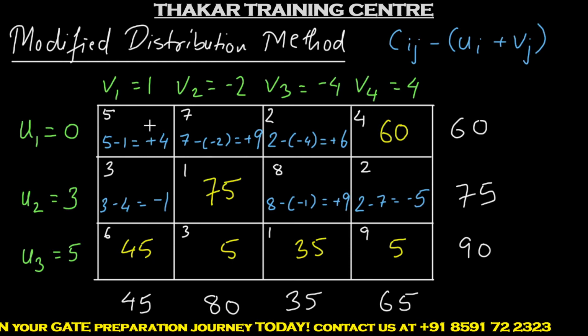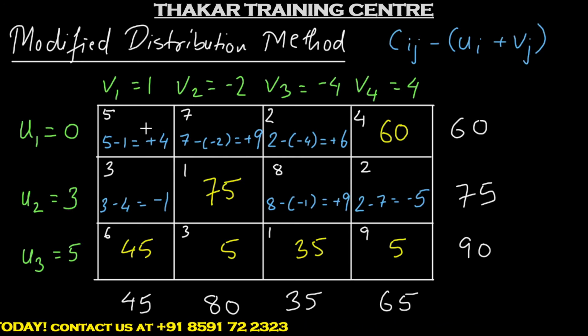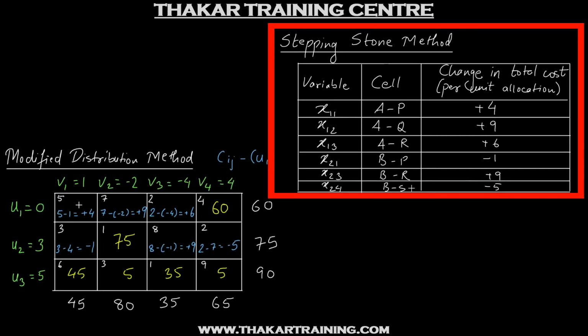So if you recall from our discussion on stepping stone method, what we used to do is for every empty cell, we are trying to find out what will be the change in total transportation cost if one unit was to be allocated to that cell. So on your screens right now, you must be seeing the summary of the change in total transportation cost for making unit allocations in each of these empty cells that we had found out using the stepping stone method.